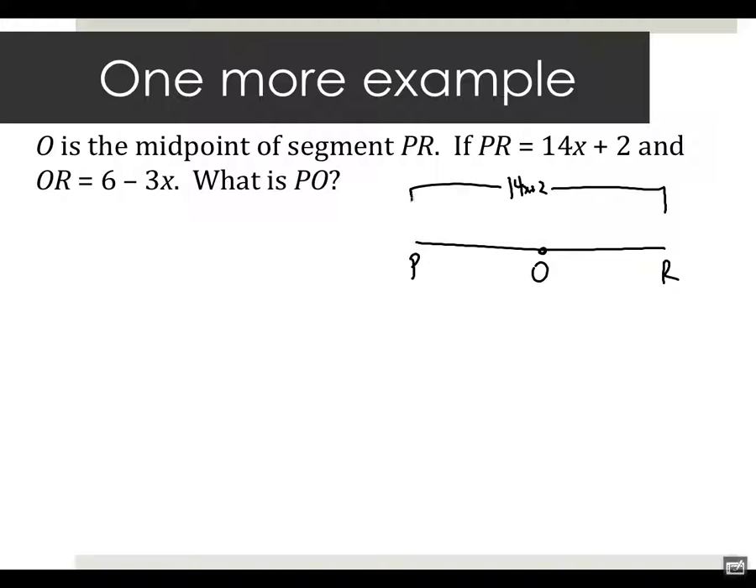Plus 2. And how long's PO? Say it loud, say it proud. Who's talking? I hear mumbling. Natalie, was that you? Okay, what is it? Shouldn't it be the same distance? So PO is 6 minus the x. Beautiful.